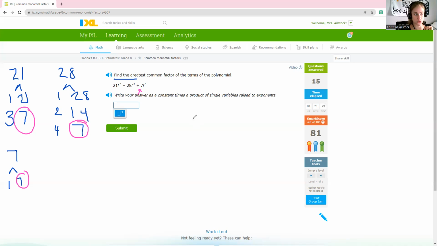Now for our variables here, we have f to the 7th, f to the 5th, and f to the 4th. Remember, with our variables, we look for the smallest one if they all have variables, which they do. So there is a variable GCF, and f to the 4th is the smallest, therefore that's the most all three can have in common. Good grief, I clearly need to end the video. I can't write anymore. That leaves us with a GCF of 7f to the 4th power.